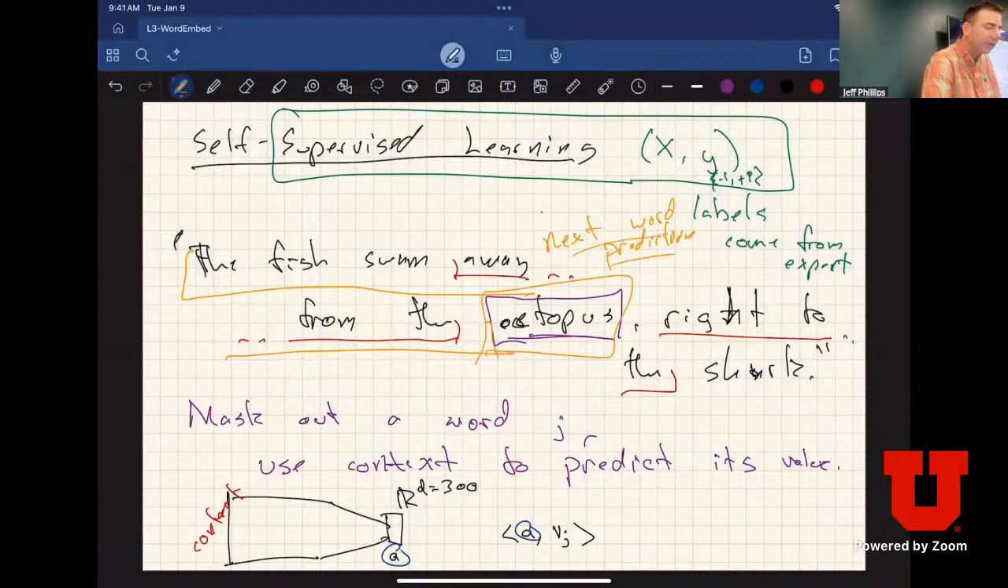Okay, so I have a sequence of words so far. The fish swam away from, and then it has to predict what is the next word, right? And it's using this neural model to do this. It gets to this activation at the end. It looks for the closest word. That's the next word it predicts. And so this is the next word predictor.